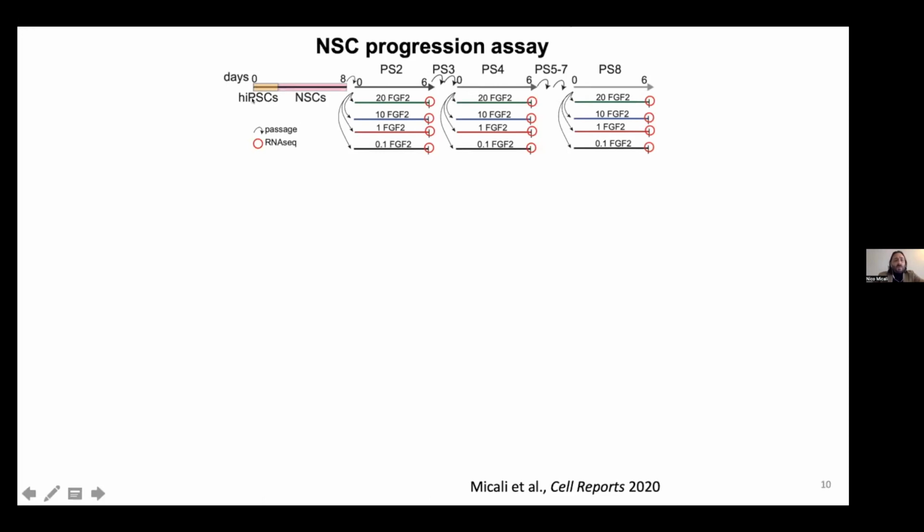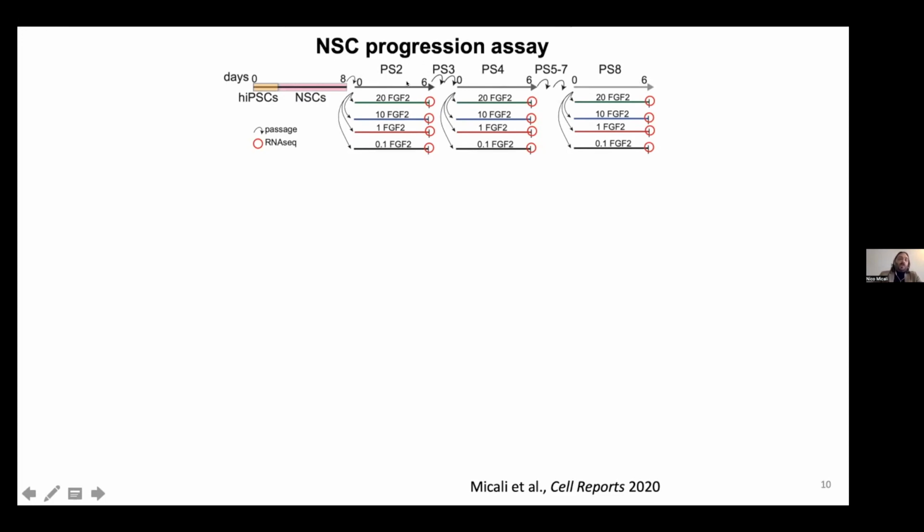In the first experiment, we used pluripotent stem cells, embryonic stem cells, the H9, and we differentiated the cells into neural stem cells. So we derived neural stem cells using the LSB, the dual SMAD protocol, and then we sequentially passaged the cells, as you see here, from passage 2 to passage 8.